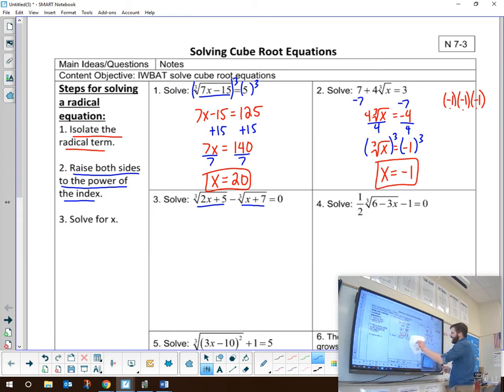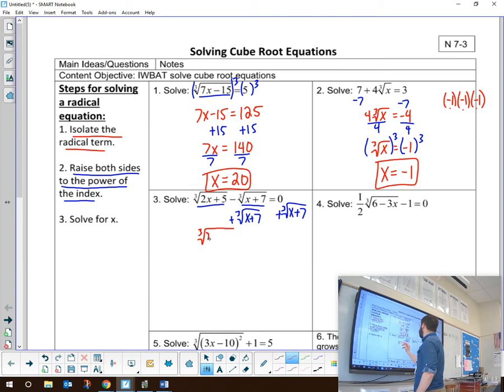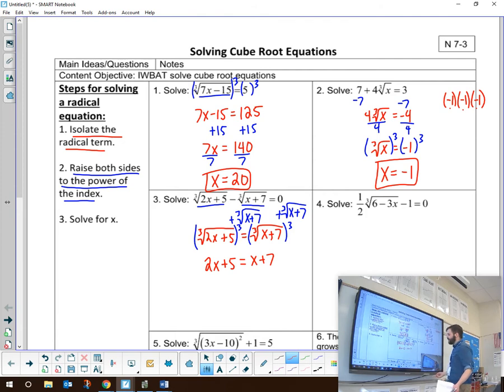Well, we're going to start off, I'm going to add that other cube root to the other side, because we want to get them both isolated if we can. So I'm going to have the cube root of 2x plus 5 equals the cube root of x plus 7. Then we can cancel both of these cube roots out at the exact same time. I can raise this side to the power of 3, and I can raise this side to the power of 3. So I'm going to have 2x plus 5 equals x plus 7, and then it's a very simple solve.